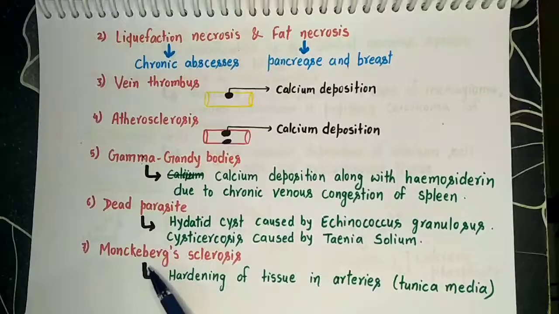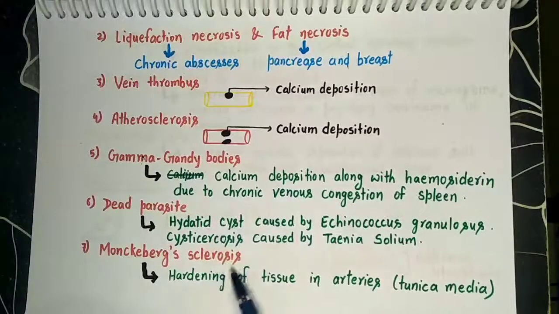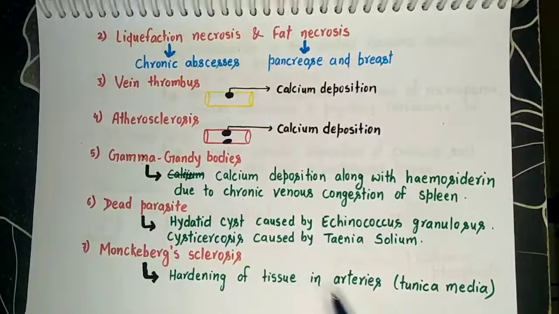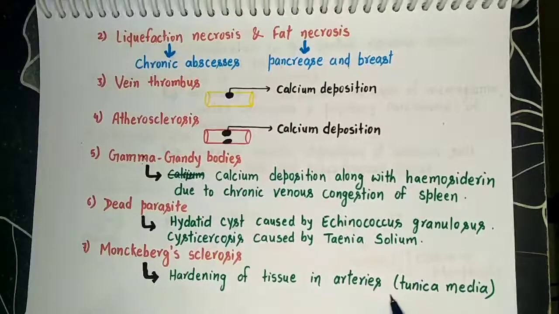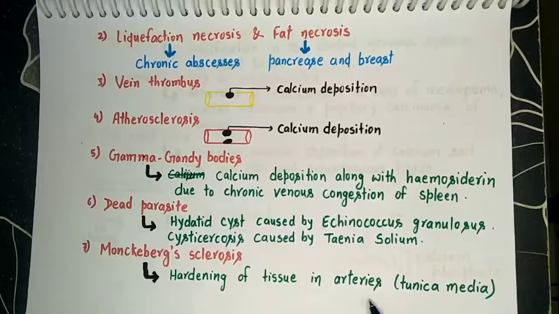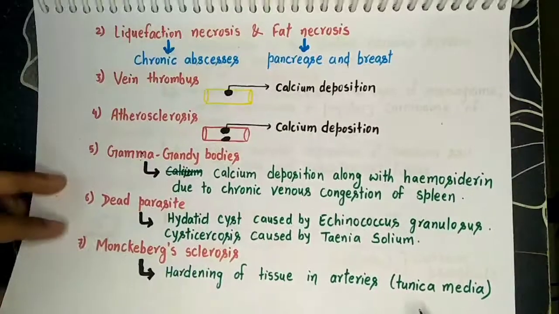Next one is Monckeberg's sclerosis. First of all, let's see the meaning of sclerosis. Sclerosis means hardening of the tissue in arteries. In case of Monckeberg sclerosis, there will be hardening of tissue in arteries, mainly tunica media. Arteries usually have three layers, that is tunica externa, tunica media and tunica intima. And Monckeberg sclerosis is usually seen only in tunica media.